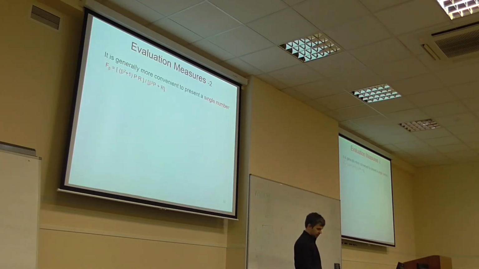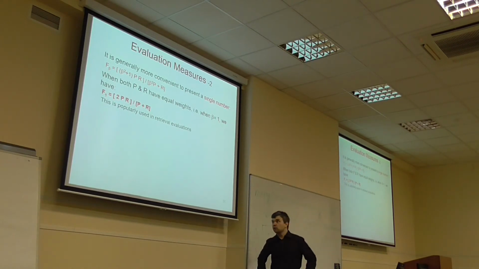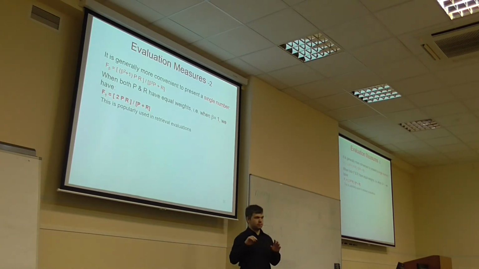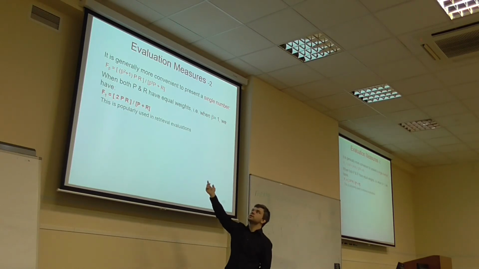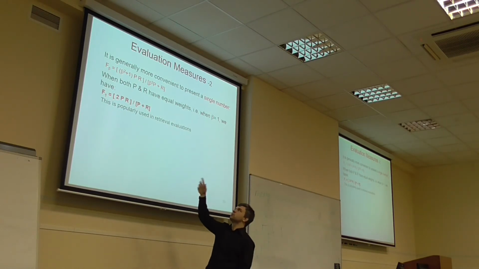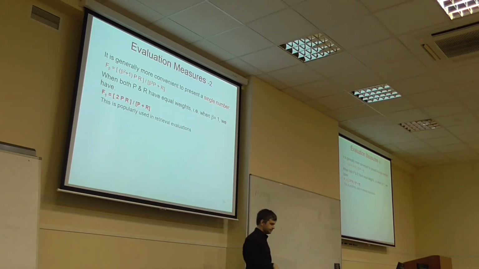Okay, and it's reasonable to combine them in one, because one of them talks about how accurate we are, how precise we are, and the other talks about how much relevant data we collect in our output. How do we analyze both? We can use something called the F measure, and a popular version of it is F1. F1 measure is computed as 2 times precision times recall over their sum. And it's quite a nice measure.